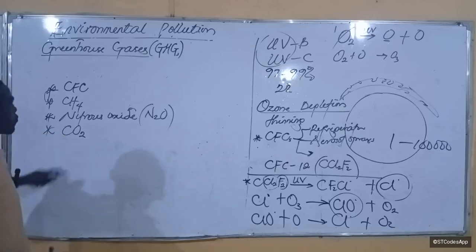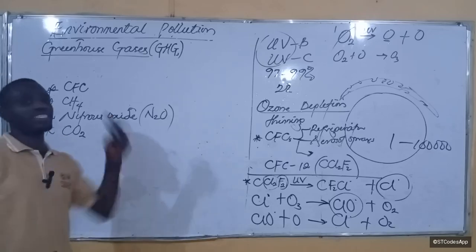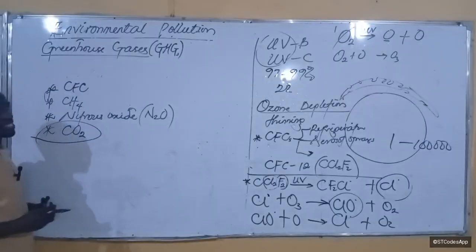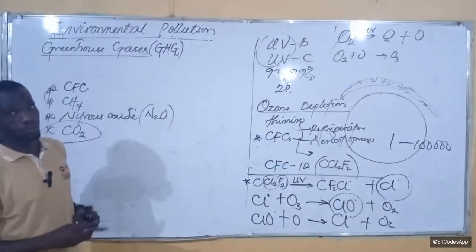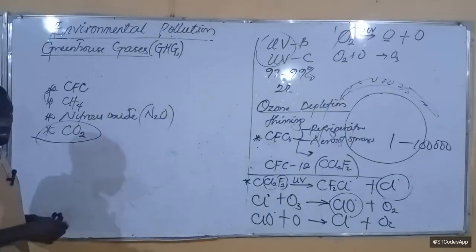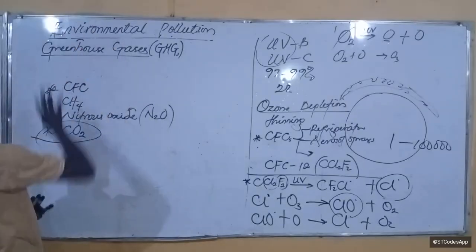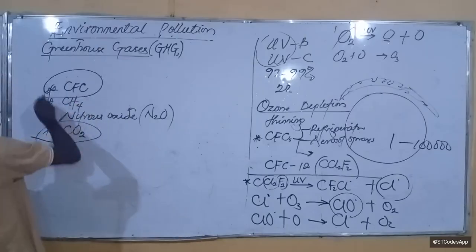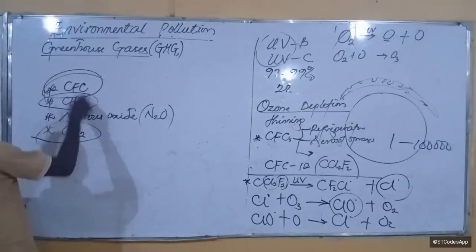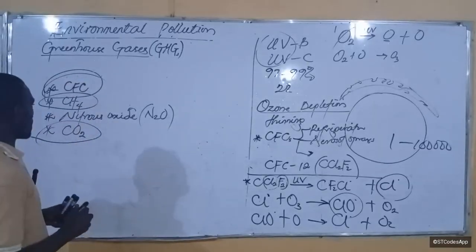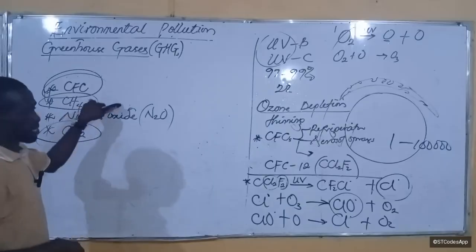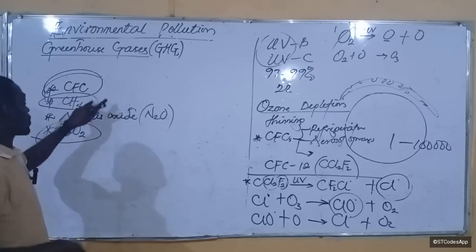Then you might ask, does CO2 deplete the ozone layer? Now, that it is a greenhouse gas does not mean it actually depletes the ozone layer. But I'm going to tell you the effect of greenhouse gases. Primarily, the CFC is the one that depletes the ozone layer. This guy, methane, leads to global warming primarily. These guys all lead to global warming.